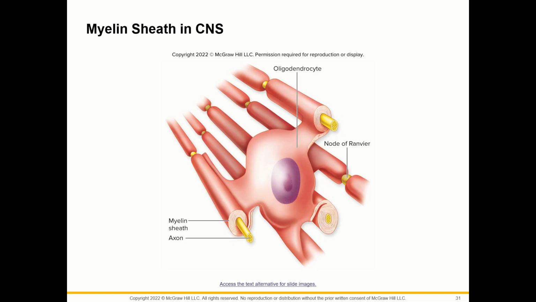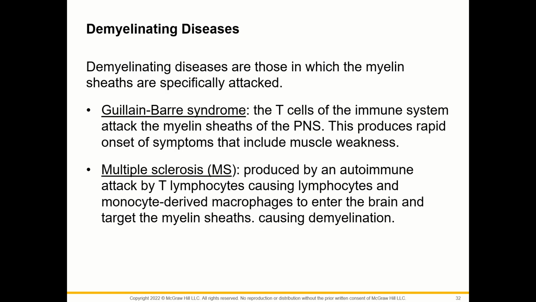This is figure 7.8, which is showing the formation of myelin sheaths in the central nervous system by an oligodendrocyte. Neat little buggers. All right. Here are the demyelinating diseases, like multiple sclerosis.